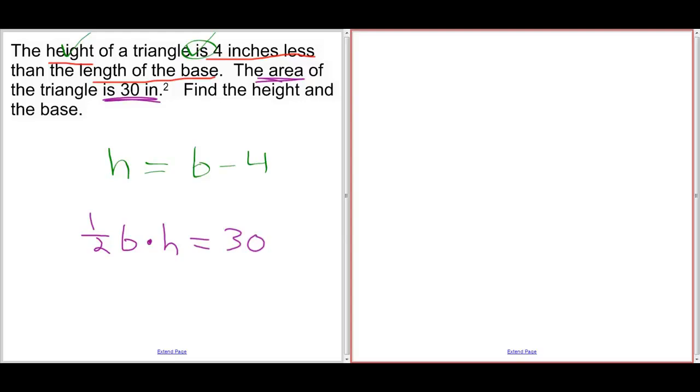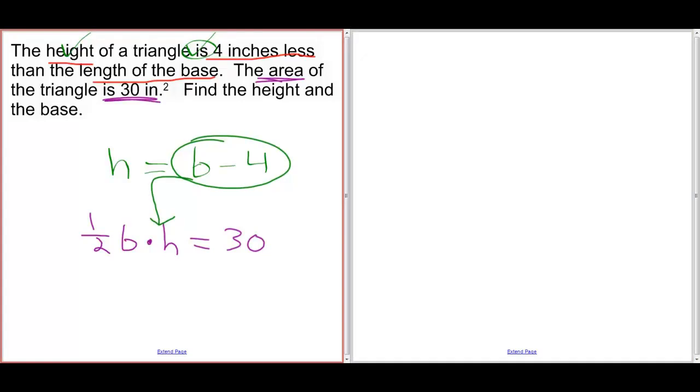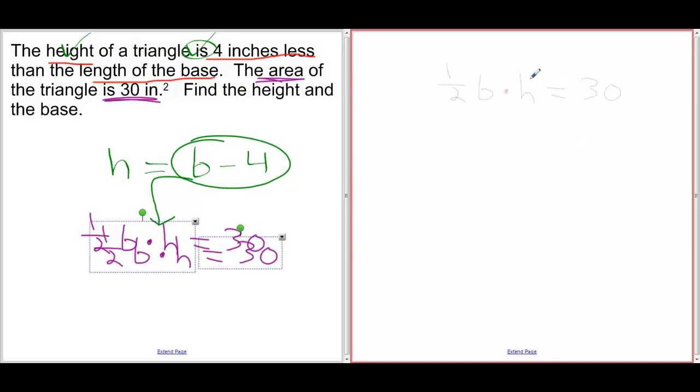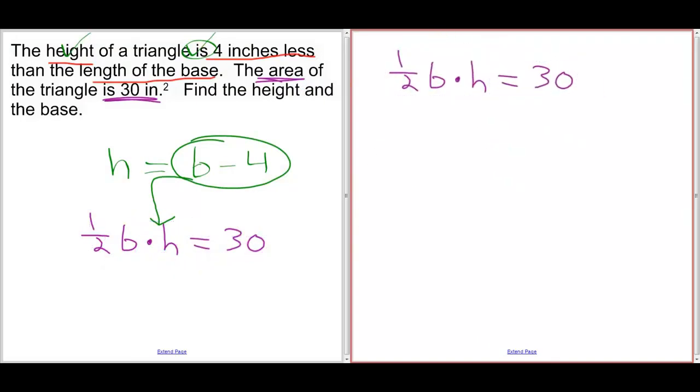So I'm going to take my time here and show you how I'm solving this. I'm just trying to think about what I do know. I know if I have two equations with two variables, I can just substitute in. So 1/2 b times b minus 4, which we always put in parentheses. So we're going to write 1/2 times b minus 4, replacing that h. So let's erase that and put in b minus 4 instead.